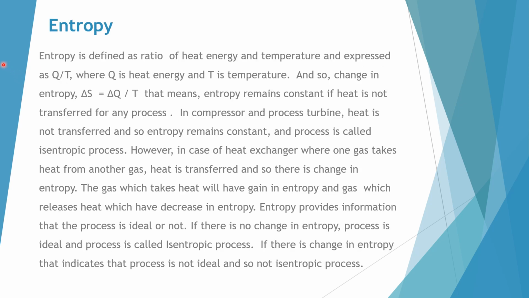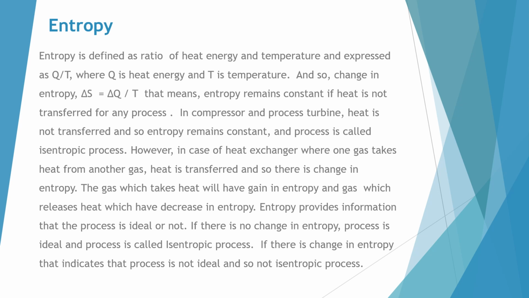Entropy. Entropy is defined as the ratio of heat energy and temperature, expressed as Q by T, where Q is the heat transfer and T is the temperature. And also change in entropy delta S is equal to delta Q upon T. That means entropy remains constant if heat is not transferred for any process. In compressor and process turbine, heat is not transferred and so entropy remains constant. The process is called the isentropic process or adiabatic process.